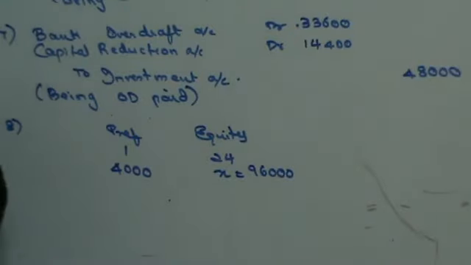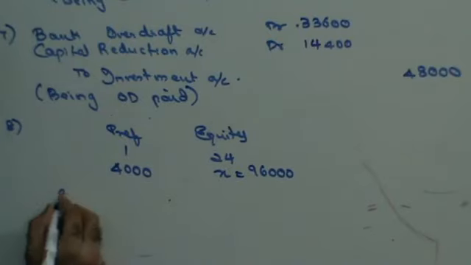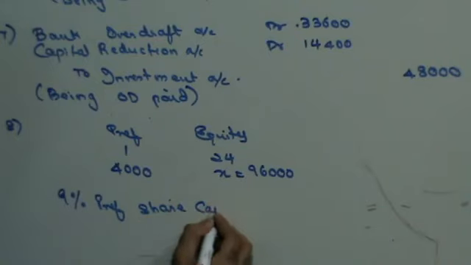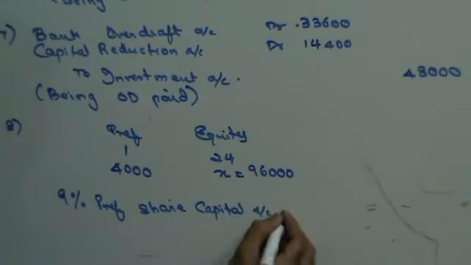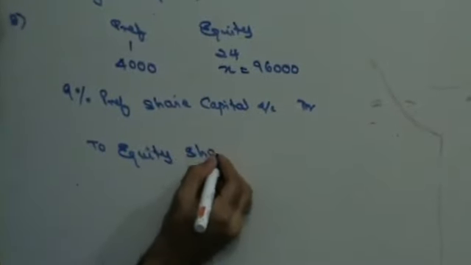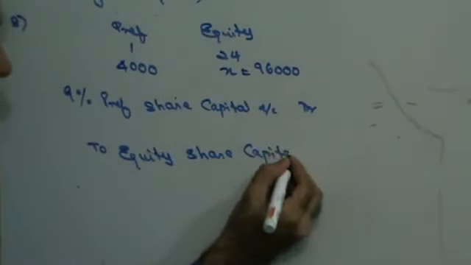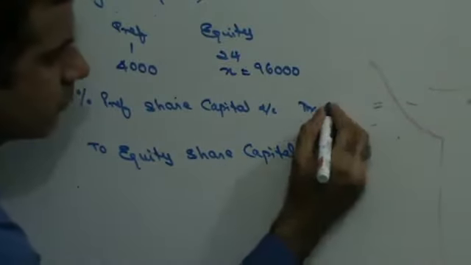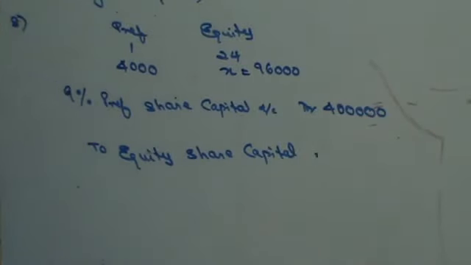Right? Debit what comes in? Preference shares are going to come in. So 9% preference share capital account debit. Leave a line. Debit what comes in, credit what goes out to equity share capital. Right? Now, preference share capital is 4 lakhs. Equity share capital, I have to issue 96,000 shares of 5 rupees each. 4,80,000.